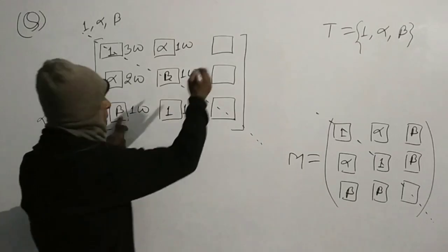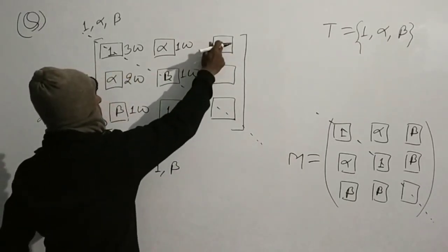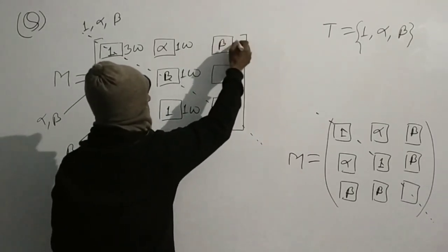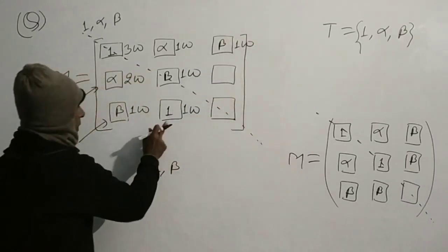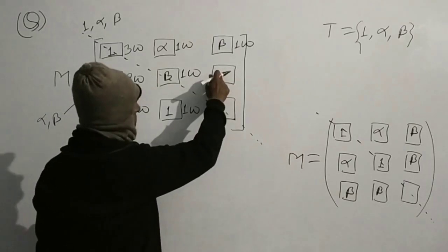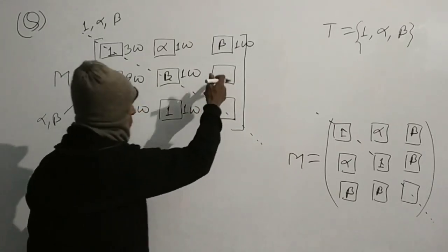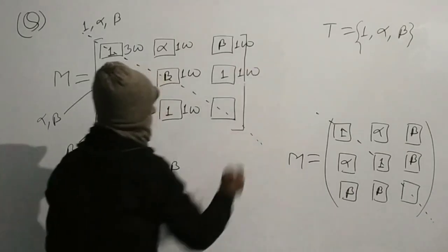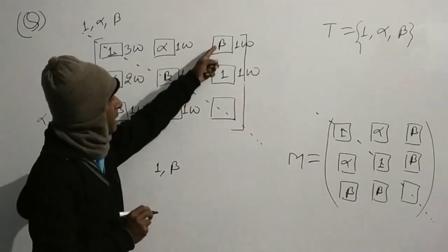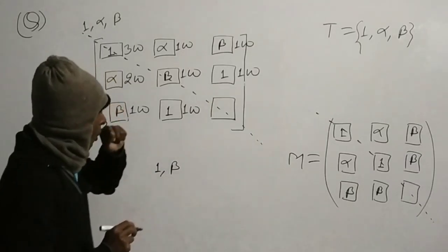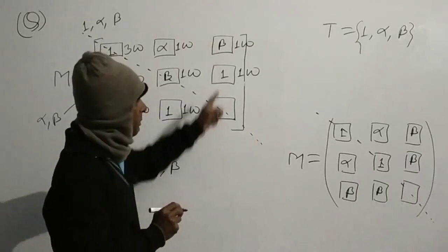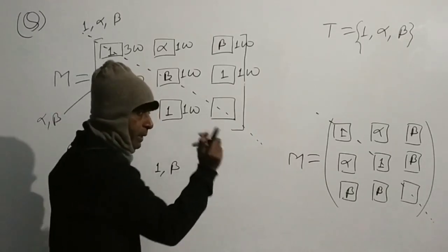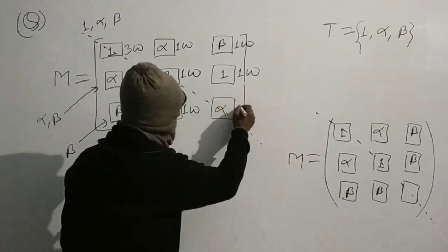Here is beta, therefore this place can be filled only by beta because the matrix is symmetric. That means one way. Here is 1, then this place can be filled only by 1 because the matrix is symmetric. That means in one way. Now here is beta, here is 1. To make the sum of elements of this column equal to 0, this place can be filled only by alpha. That means in one way.